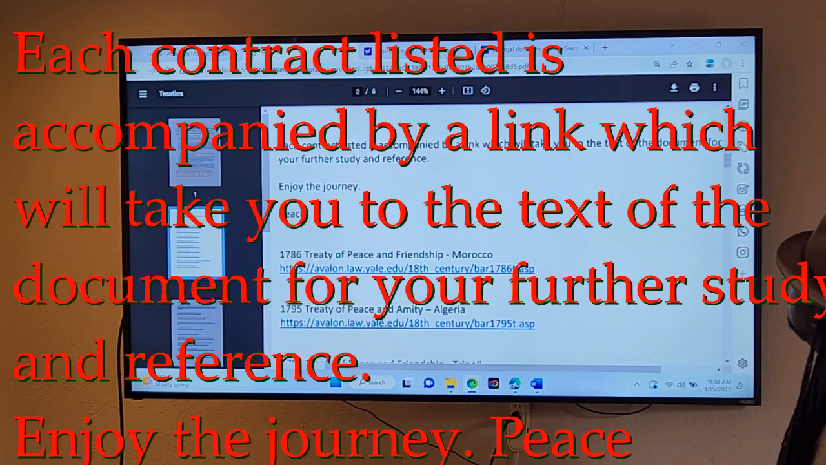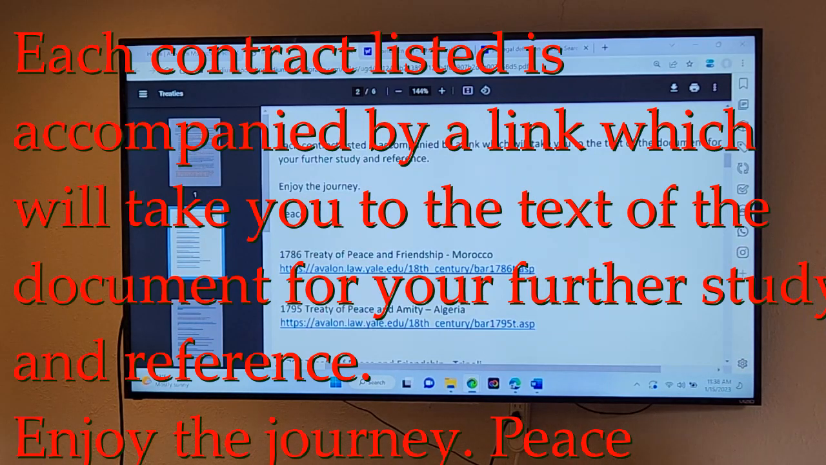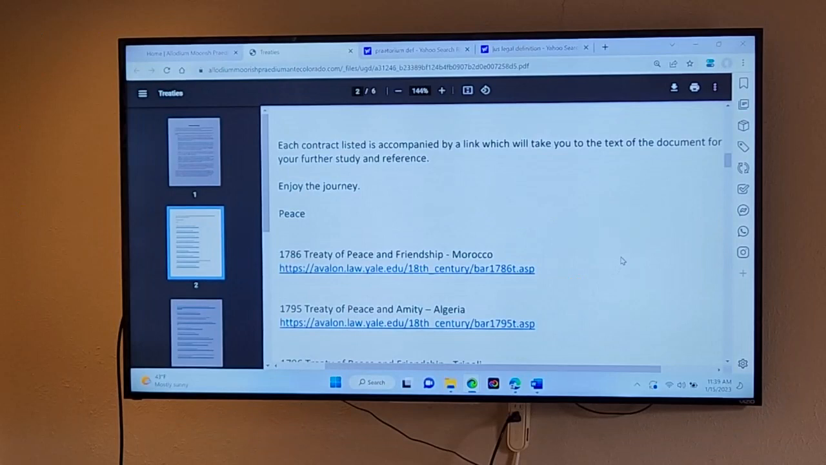Each contract listed is accompanied by a link which will take you to the text of the document for your further study and reference. Enjoy the journey. So these are all the accession documents.